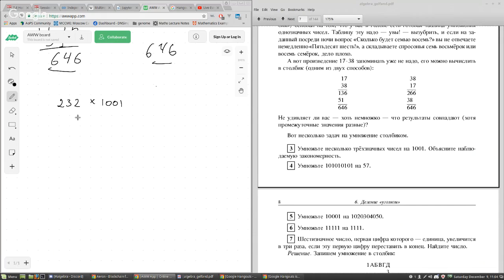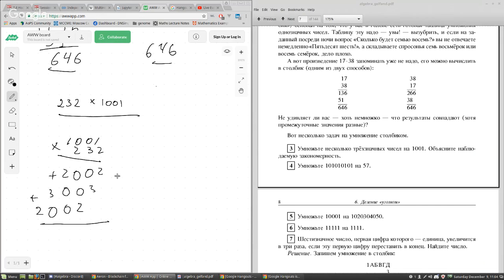So first, let's do this multiplication using the table method that we know. So 1001 times 232. 1 times 2 is 2. 0 times 2 is 0. 0 times 2 is 0. 1 times 2, 2. Plus 3 times 1, 3. 3 times 0, 0. 3 times 0, 0. 3 times 1, 3. Plus 2 times 1, 2. 2 times 0, 0. 2 times 0, 0. 2 times 1, 2.